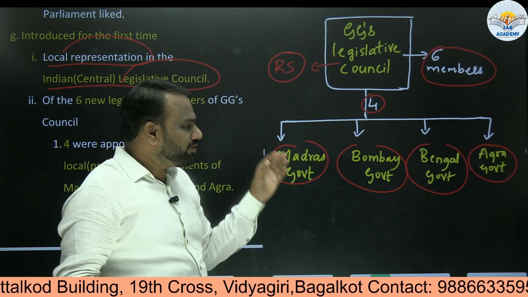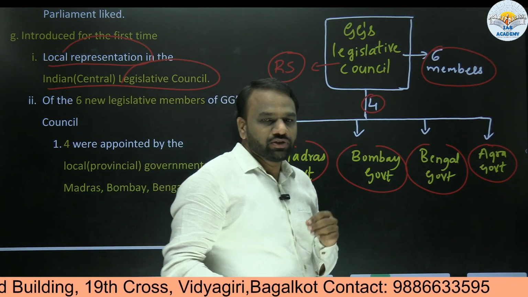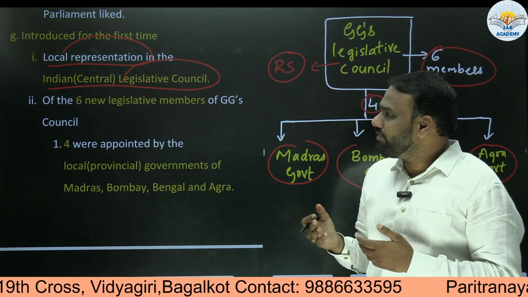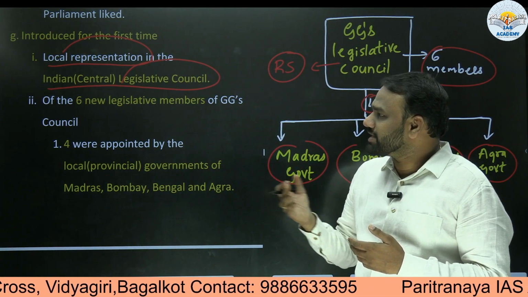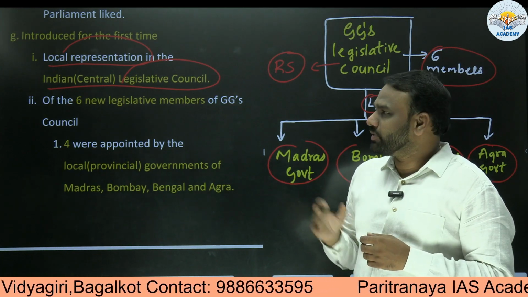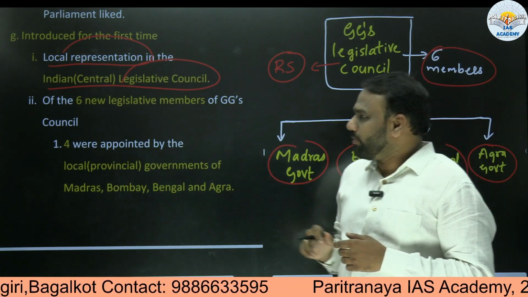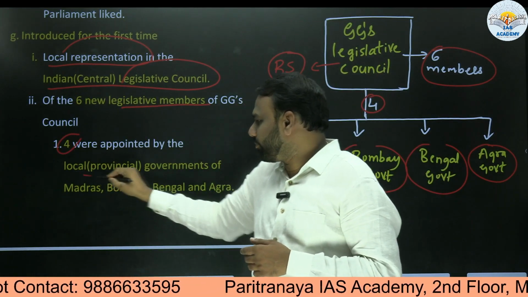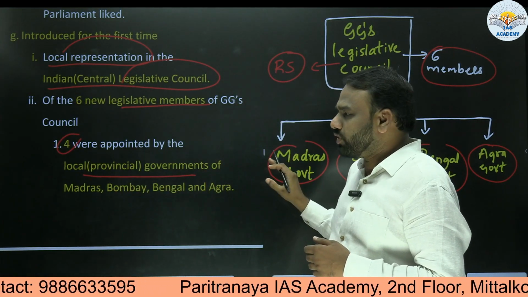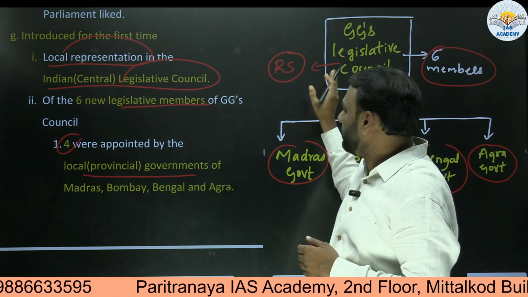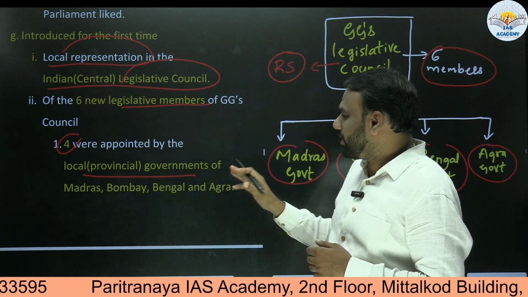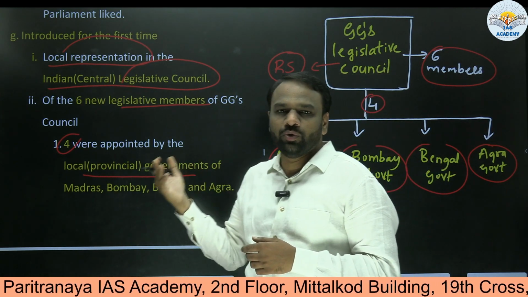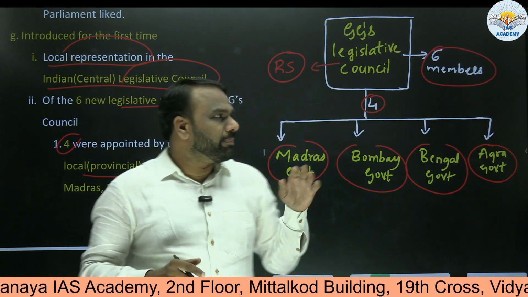Again, this is also a very important point from the exam point of view. They may frame a statement like, through which of the following acts was a provision made wherein local representation in the Central Legislative Council was possible? It was through the Charter Act of 1853. Among the 6 new legislative members, 4 were appointed by the provincial governments. The local Madras government used to send their one representative to the Central Legislative Council. Similarly, the Bombay, Bengal, and Agra governments used to send their representatives. Again, a very important development.